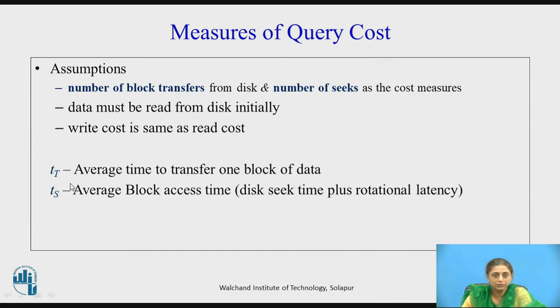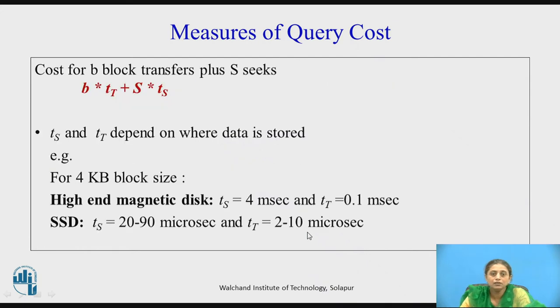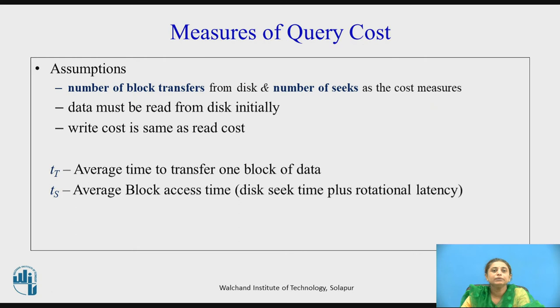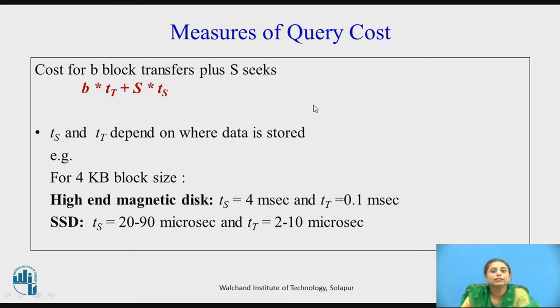So there are two times. One is the average time to transfer one block of data, and the other one is the access time, which is going to be the disk seek time plus rotational latency. So based on these measures, the number of block transfers and the number of seeks, the cost of a particular query will be B into TT plus S into TS, meaning the number of blocks that we need to transfer into the time required for one block transfer, plus the number of seek operations into the time required for one seek operation.